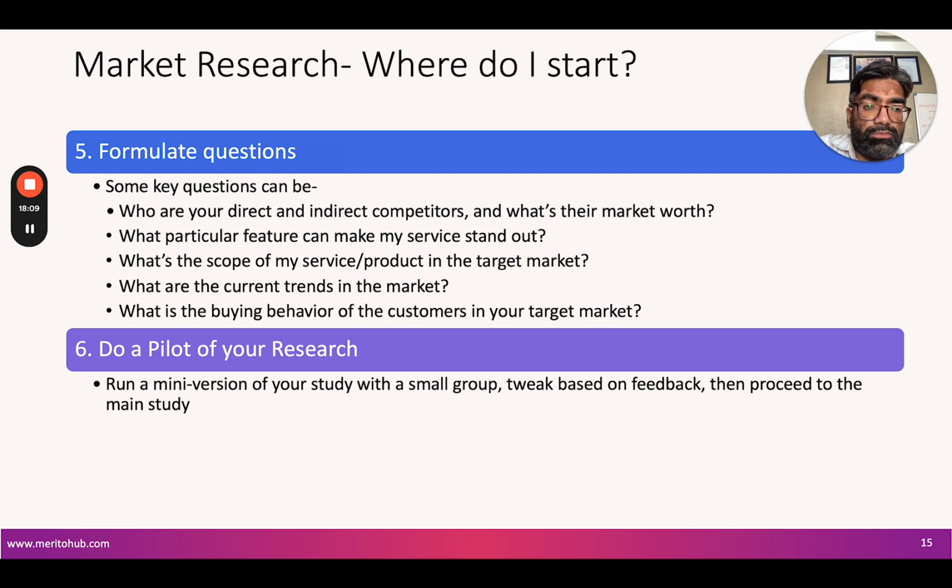You can ask them questions like how frequently you buy, where you buy from, and do a pilot for your research. Run a mini version of the study on a small group, tweak the feedback, and then that mini version will give you inputs to even change some of these questions or add questions, right?